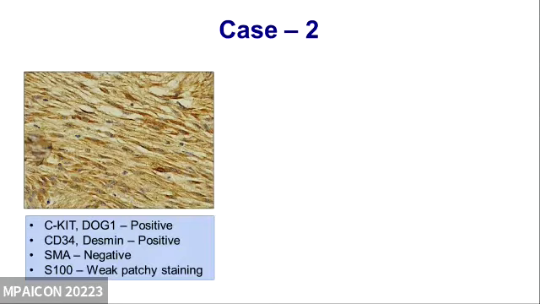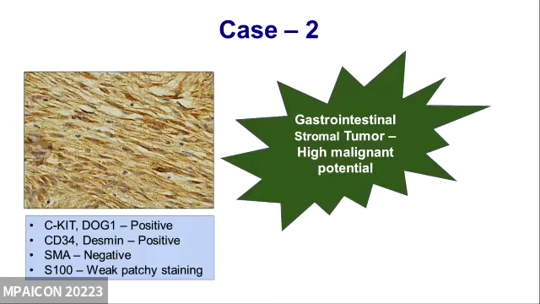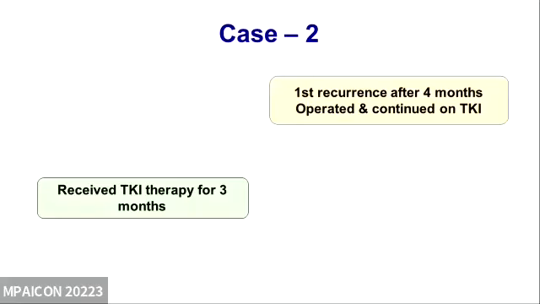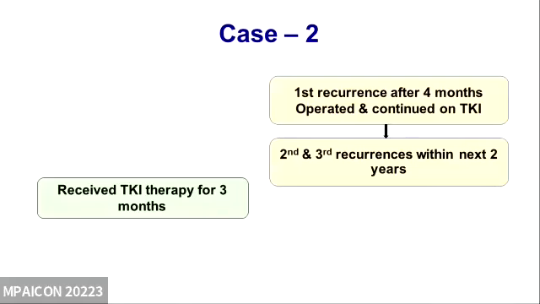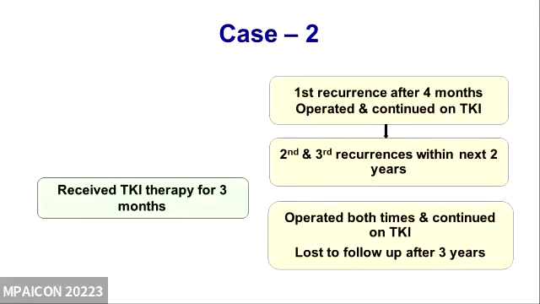Immunohistochemically, again, because it is a spindle cell tumor, the battery of immunostains was put, and this case again came out to be a GIST, c-KIT and DOG1 positive. Again, by the risk stratification criteria, this tumor is also a GIST of high malignant potential. This case was given tyrosine kinase inhibitor, but the patient relapsed after 4 months of therapy. It was operated again for the second time, and then there were 2 more occurrences in the next 2 years, despite the patient receiving tyrosine kinase inhibitor, and then the patient was lost to follow-up.